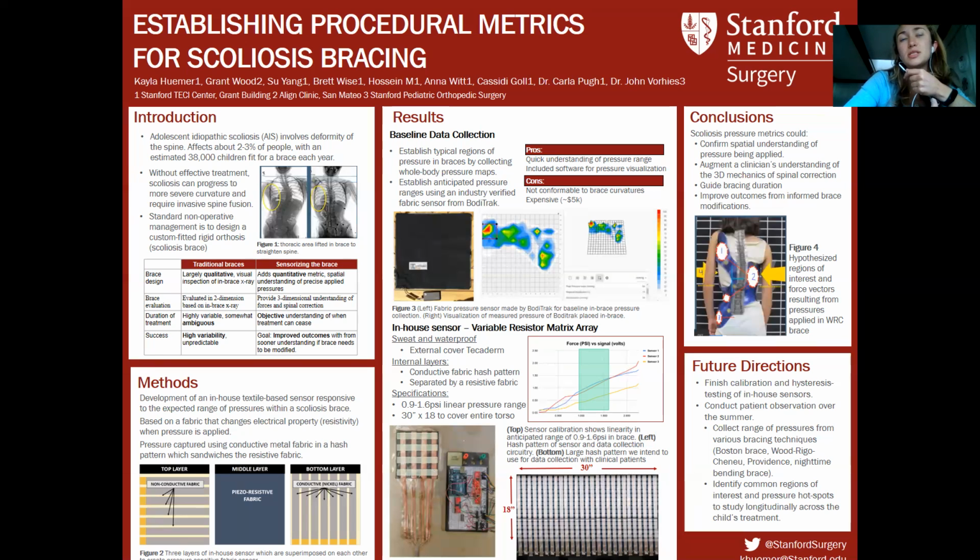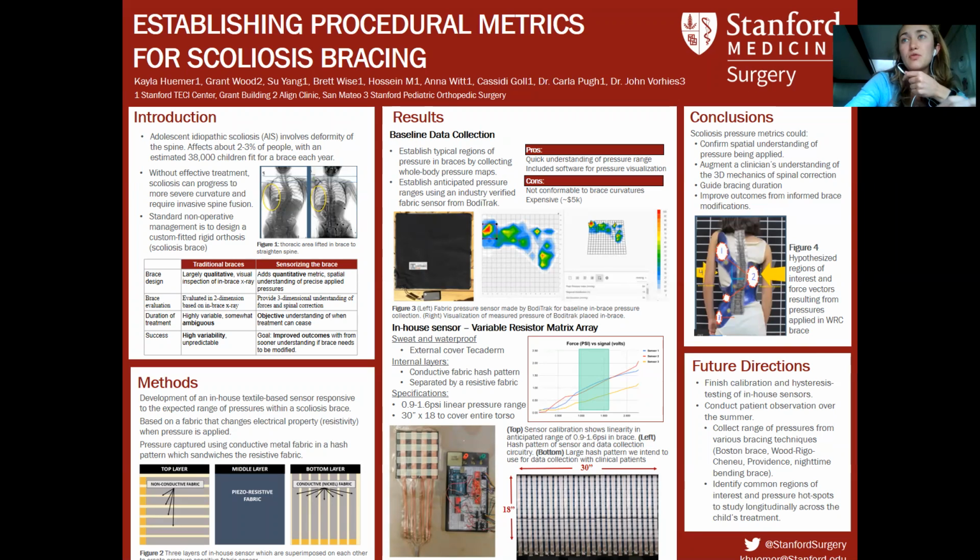So here at the Techie Center, we see a lot of room for improvement here, namely traditional braces and bracing techniques. The design of braces is largely qualitative and just relies on a visual inspection of the in-brace x-ray. So once you take an x-ray of how the brace changes the location of the spine and corrects that curvature, they can do some kind of quantification of the angles and how much the angle of the curvature is improved.